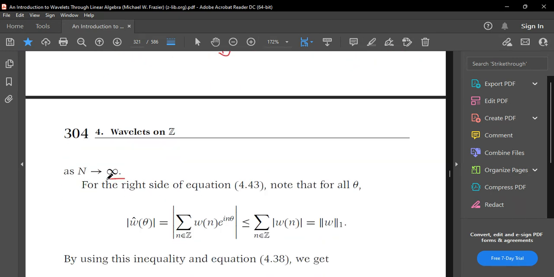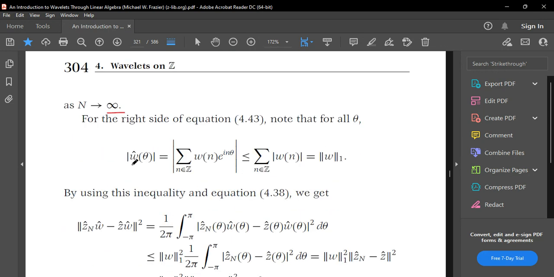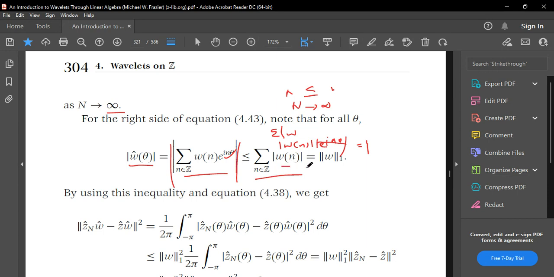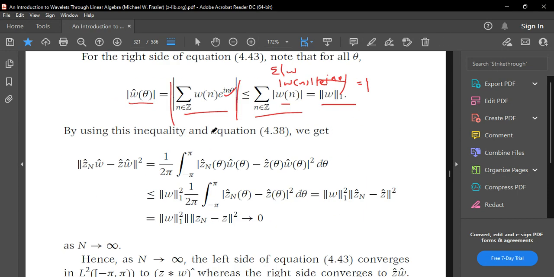For the right hand side, as n tends to infinity, we have the definition of W cap of theta: the modulus of W cap of theta is the modulus of the summation of W of n e raised to i n theta. The modulus of the summation is less than or equal to the summation of the individual moduli. We have seen this earlier in the finite case; since the inequality is satisfied for each n, as n tends to infinity the limit also satisfies it. So this is less than or equal to the summation of modulus W of n times modulus of e raised to i n theta, and you know that the modulus of e raised to i n theta is equal to 1. So we get the summation over n belonging to Z of mod W of n, which is the norm 1 of W. Using this inequality, the modulus of W cap of theta is less than or equal to norm W1.